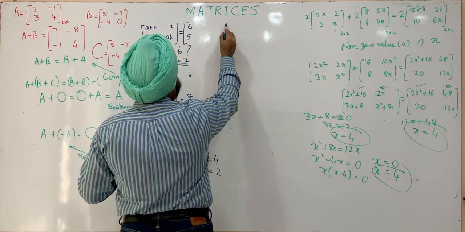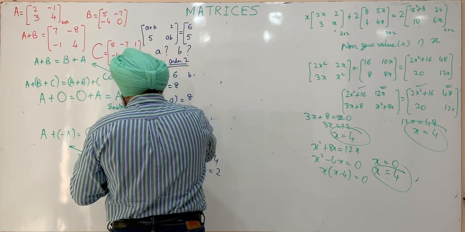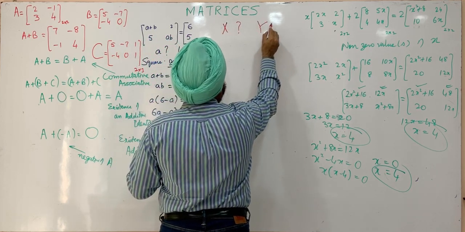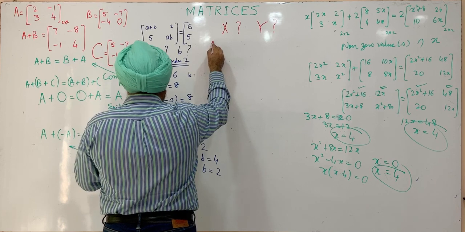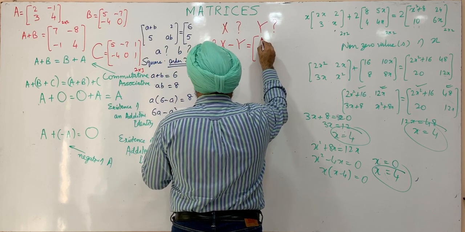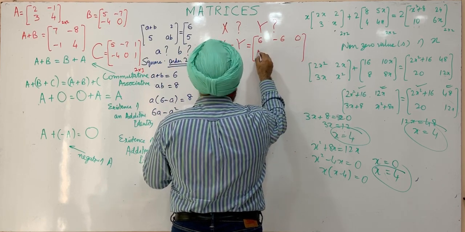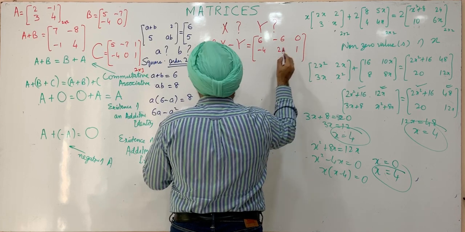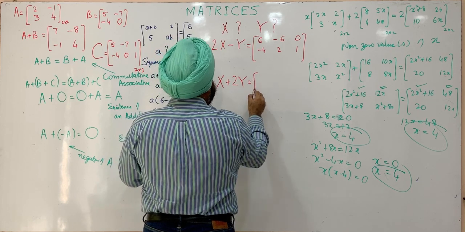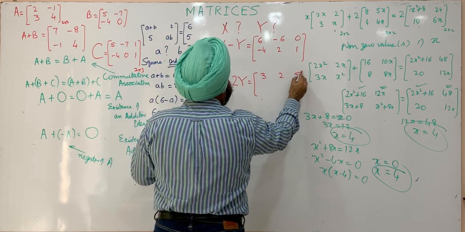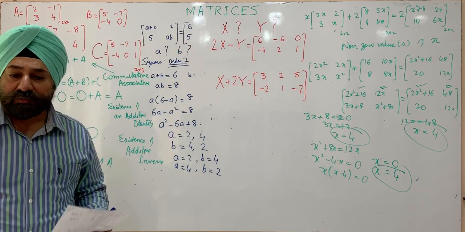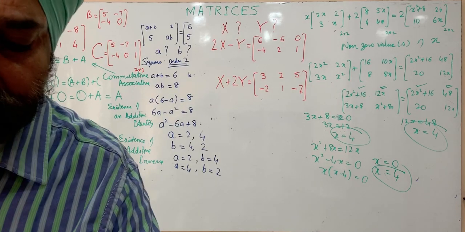One more. We have to find matrices x and y. If this is true, 2x minus y, this is equal to 6 minus 6 is 0, minus 4, 2 and 1. And also x plus 2y, this is 3, 2 and 5. Then minus 2, 1 and minus 7. We have to find out values of x and y. Matrix x and matrix y.